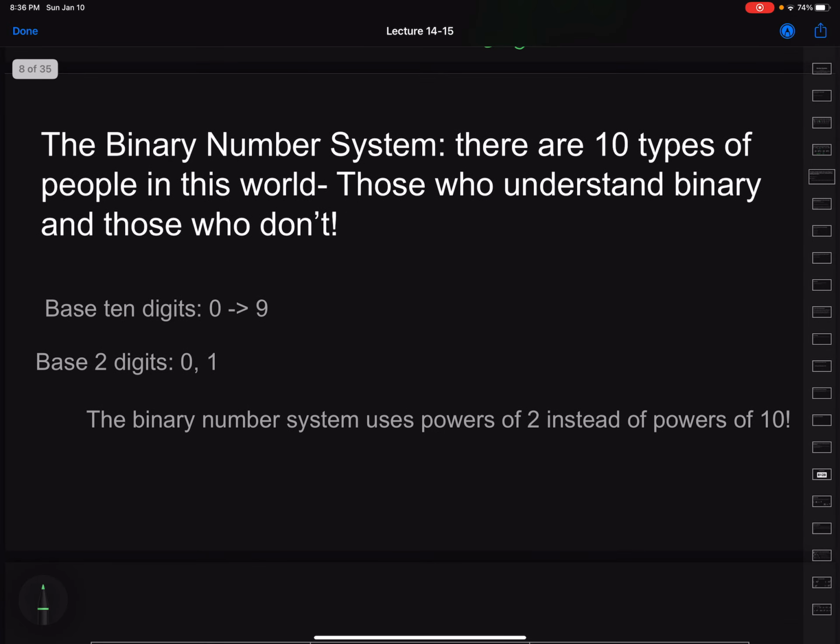So, the binary number system. There are 10 types of people in this world, those who understand binary and those who don't. The joke there is that 10 in binary is 2.